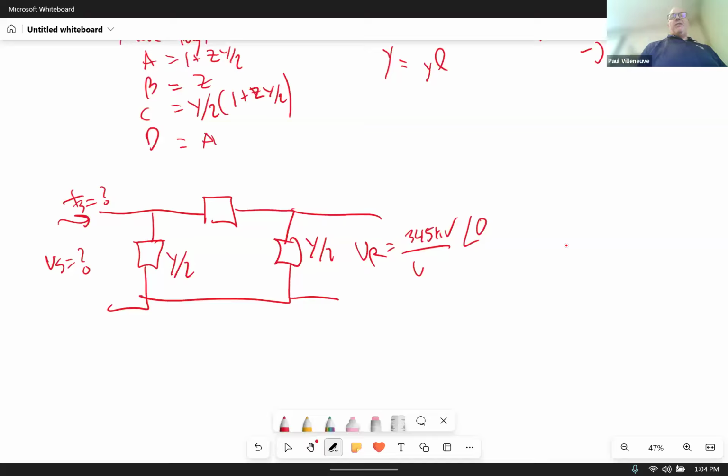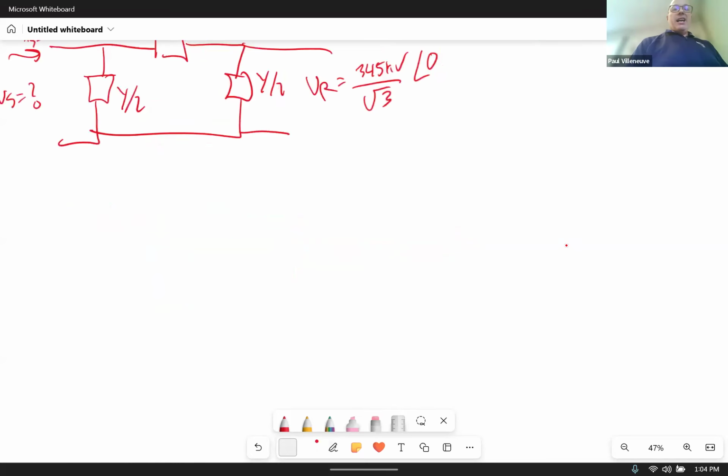But don't forget, we need to make sure we convert that to a phase voltage. So we divide by square root of 3. Then we solve for IR. How do we get IR?